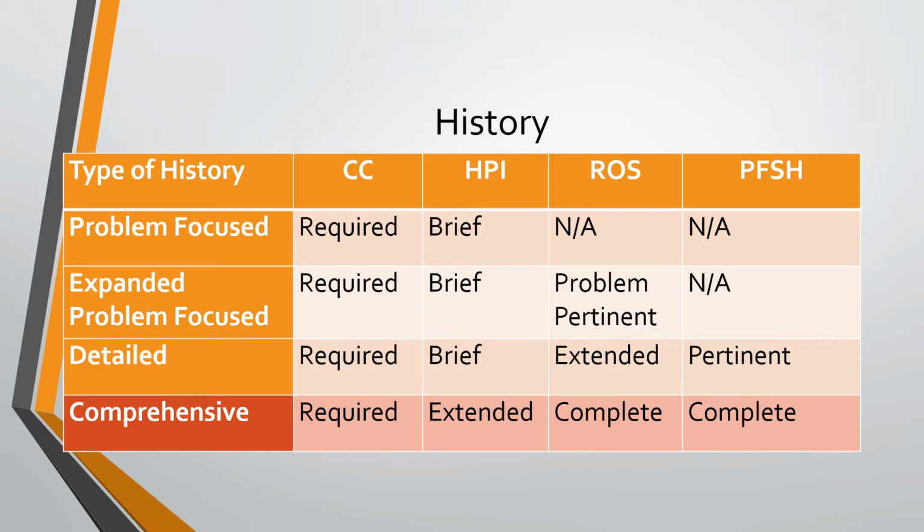In regards to history, there are four different sections: chief complaint, history of present illness, review of systems, and past history, including past medical and surgical history, family history, and social history. With billing, there are four different levels, including problem-focused, expanded problem-focused, detailed, and comprehensive. For this brief summary, we're going to talk about a comprehensive history taking.